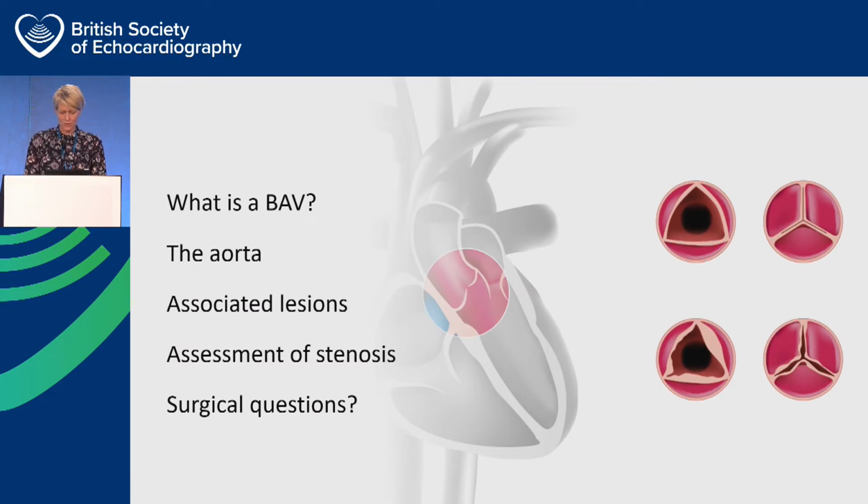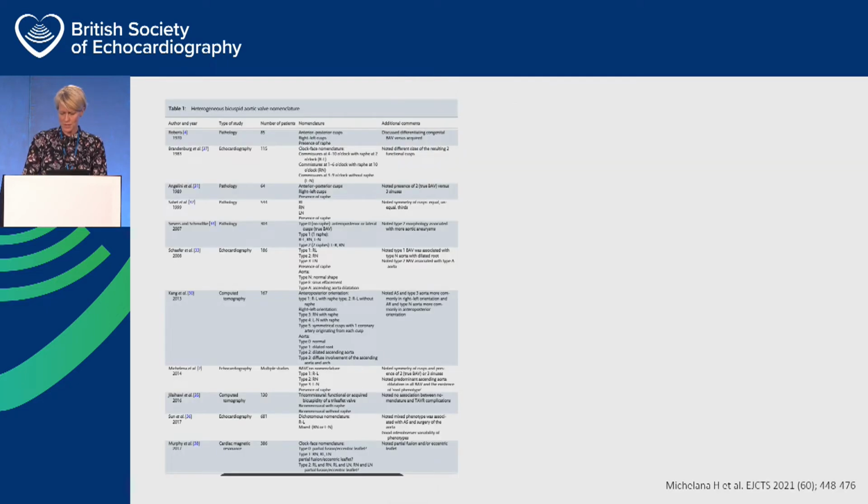So what I'm going to go through is what is a bicuspid aortic valve. We'll talk a little bit about the aorta. I've only got 20 minutes, which is long enough for us probably to get a new Prime Minister, but maybe not long enough for me to finish this talk. Associated lesions, assessment of the stenosis in a bicuspid aortic valve, and then the surgical questions that we ask ourselves when we're going to be sending the patients to surgery, the kind of questions the surgeons are going to want to know. So what is a bicuspid aortic valve?